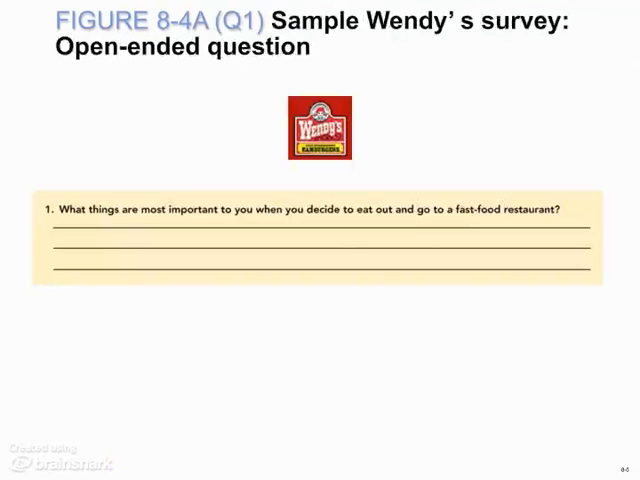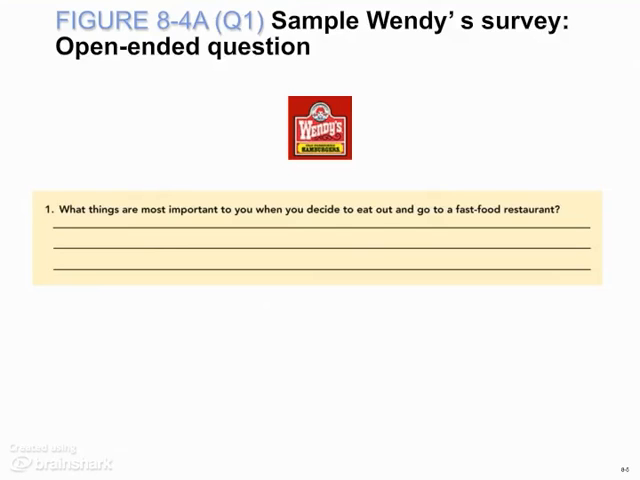Figure 8.4a question 1 comes directly from the sample Wendy survey and focuses on the first question, which is an open-ended question. An open-ended question is just as it sounds. It's a question that leaves the answer open for the respondent to answer however they so choose. It's kind of like answering a short answer or essay question on a test or a quiz. They give you the question, you give the answer.